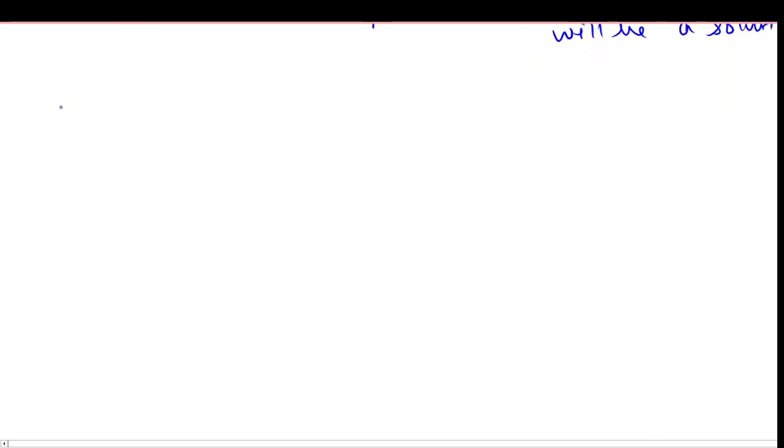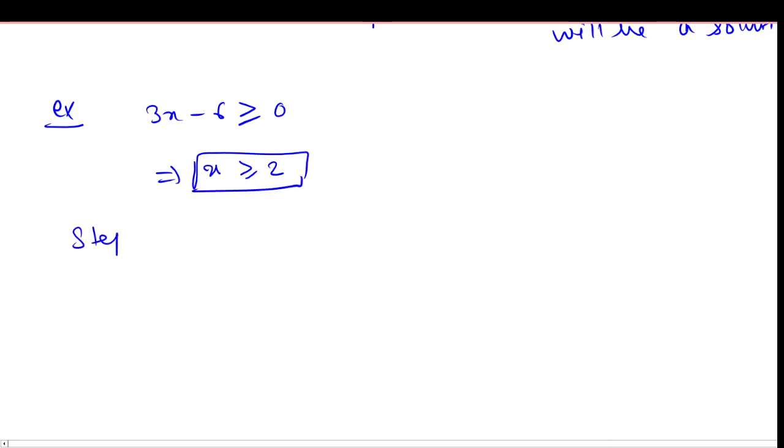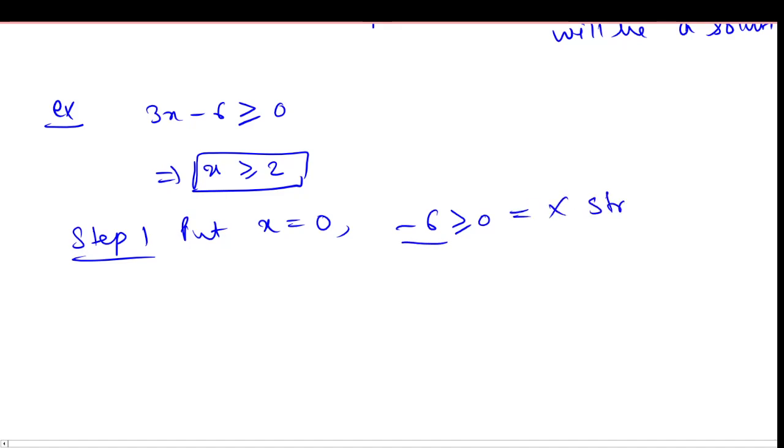So next is 3x minus 6 greater than or equal to 0. So we get, after applying the rule of inequality, x is greater than or equal to 2. So step 1, put x equal to 0. We get minus 6 greater than or equal to 0. So this is a wrong statement.